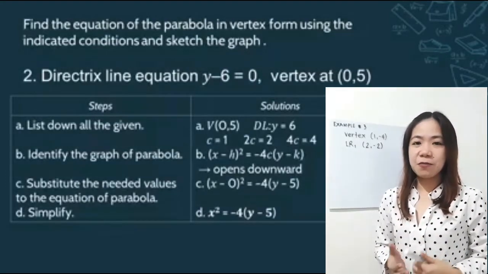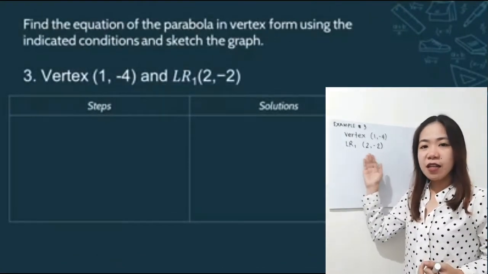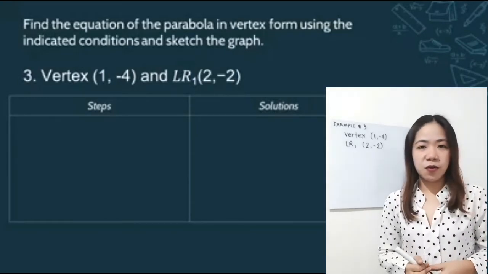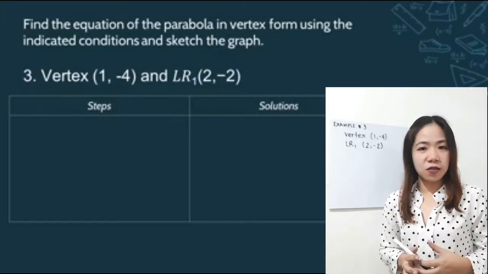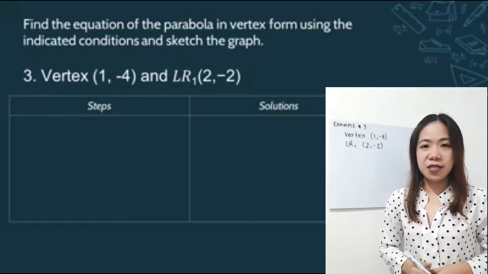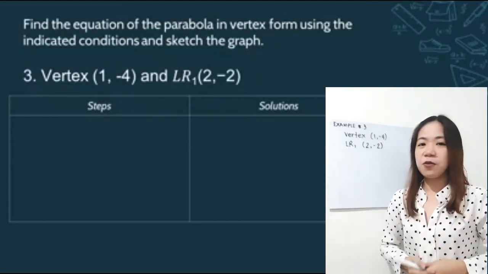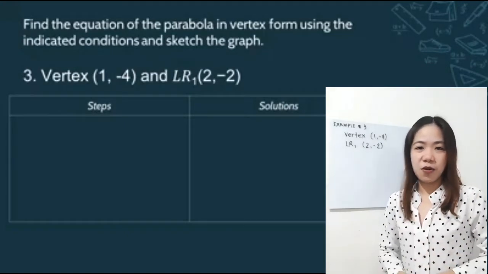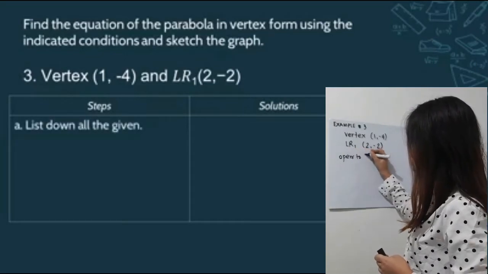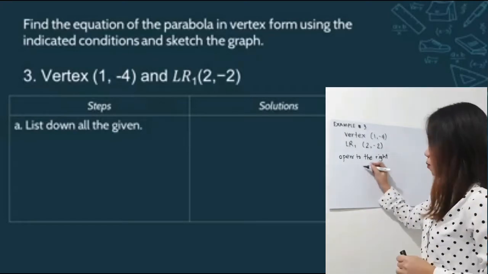Okay, so for the last example, this is example number 3, we have the given vertex at (1, negative 4), and LR sub 1, which is an endpoint of the latus rectum, is at (2, negative 2). Going back to the definition, the latus rectum will intersect the focus, which we know is inside the curve of the parabola. Therefore, the graph opens to the right. To illustrate, let's plot the points.